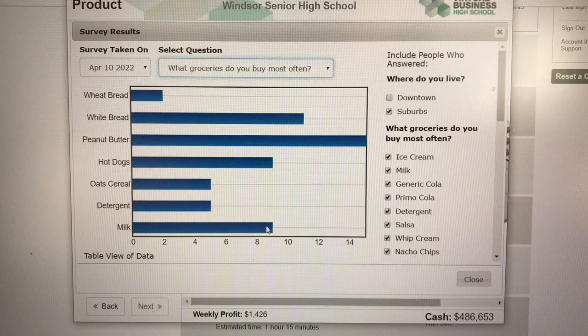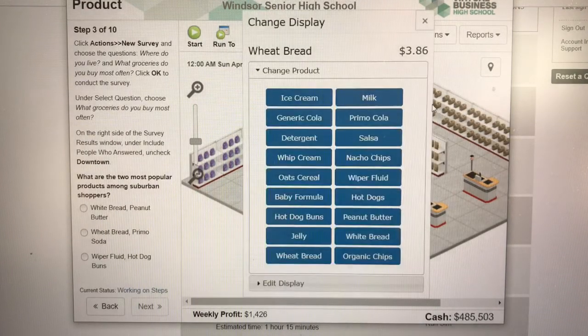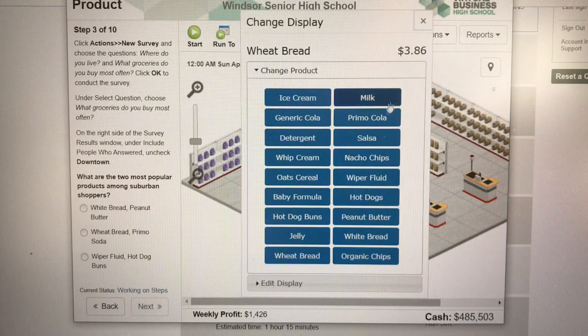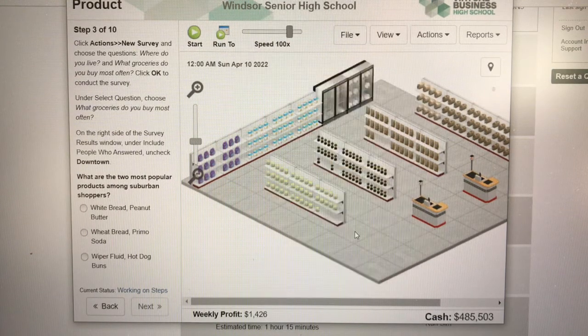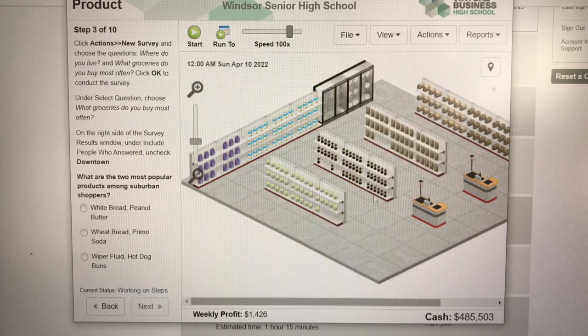So if I was going to provide some other products that are not on the shelves, I would probably provide some of those. So if I go back here and take a look, I've got mainly wheat bread on the shelves. I need to put some white bread out there. So I'm going to change that wheat there to white bread by clicking on it. All right. And I'm going to go ahead and make one other change too.